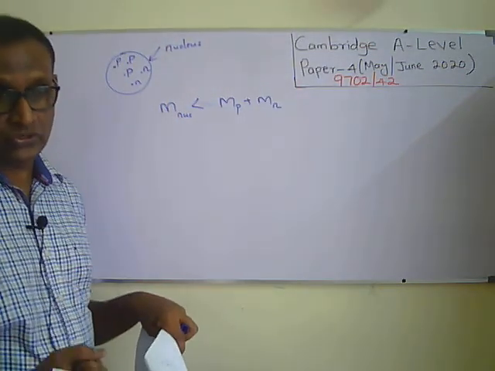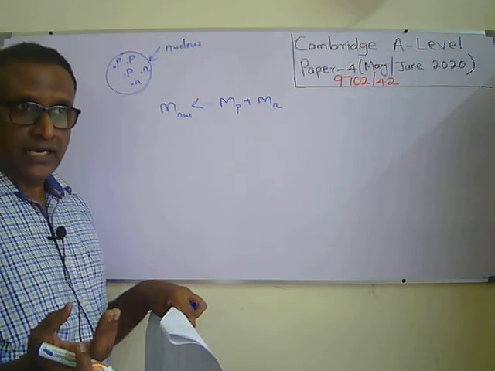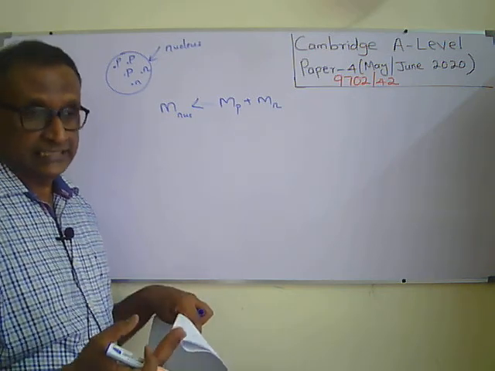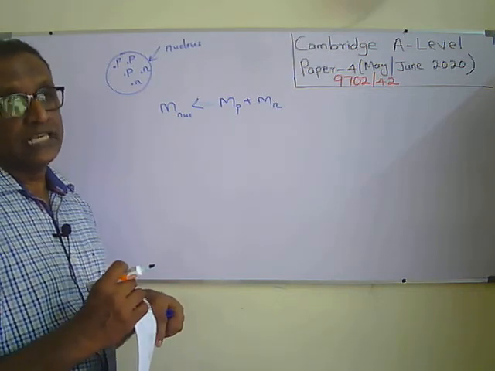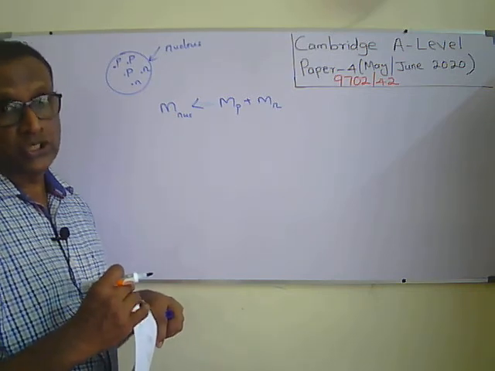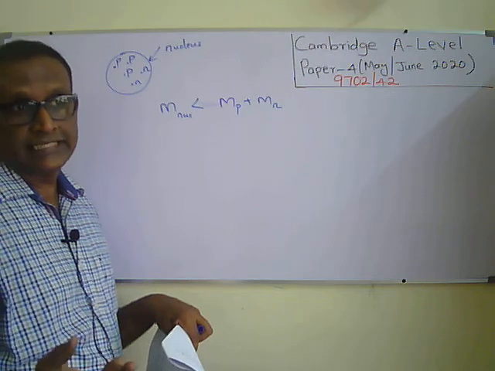The reason is that some of the mass is used as energy. According to E equals mc squared, mass has equivalent energy. So that mass is used to bind the nucleons together. That is called binding energy.